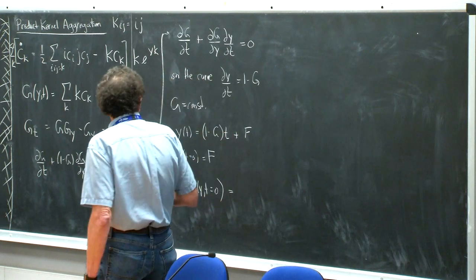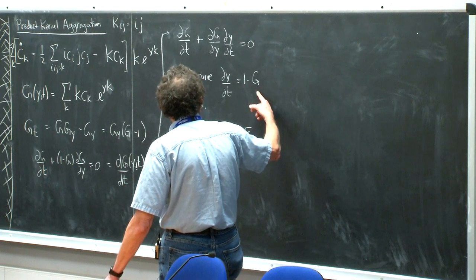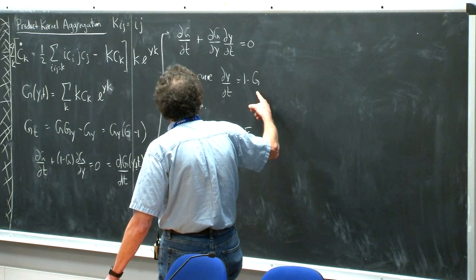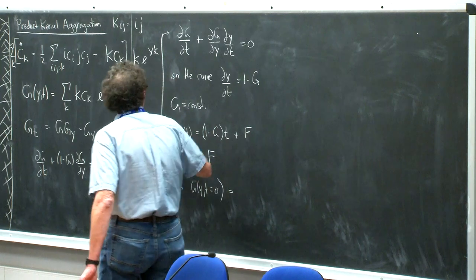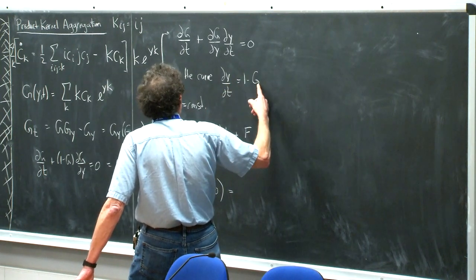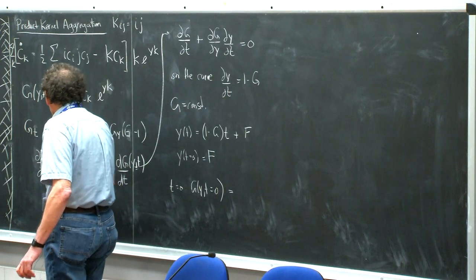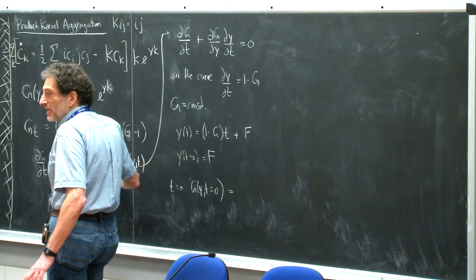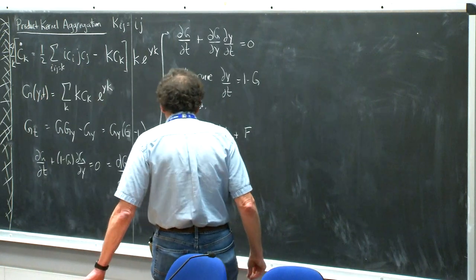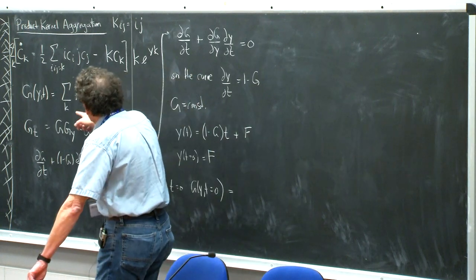So, on the curve, dy over dt is 1 minus g. Right. Why is g constant? Sorry. Because you see that over here, if this is true, dy/dt is 1 minus g, so then that's the equation dg/dt plus 1 minus g. Yeah, and by definition, that was equal to 0, so it's constant.